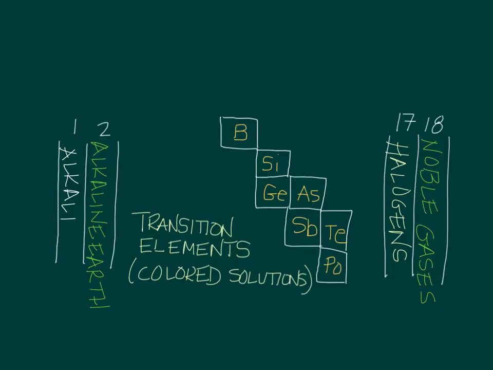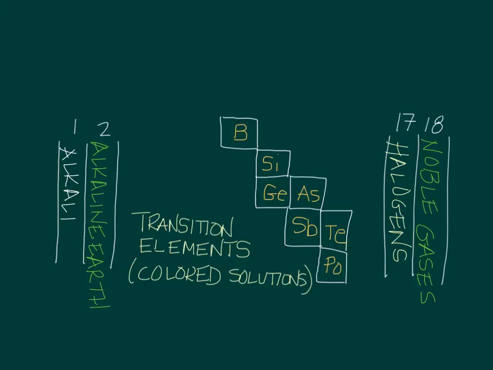In the middle, you have your transition elements. The only thing that you really need to know about them is that they form colored solutions. You also have to know, but this is kind of another unit, that they have multiple positive oxidation states. So when we name a compound involving one of these, we usually have to use a Roman numeral. And then we have the metalloids, and I've drawn them for you there. These are elements that have both properties of metals and nonmetals.